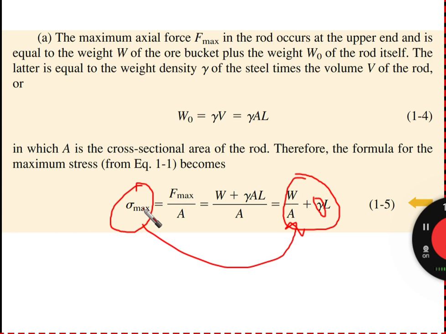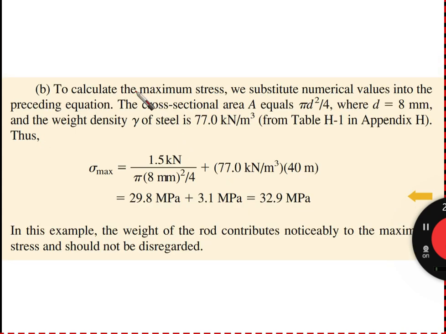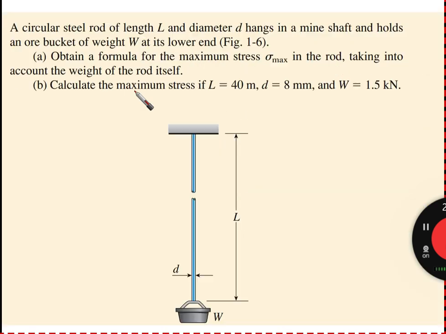Well, the next step is, if I substitute numerical values for these parameters, what am I going to have at the end? This is what we are going to see in the next slide. Remember, let's go back here. It says: B, calculate the maximum stress if L equals 40, D equals 8 millimeter, and the weight of the bucket is 1.5 kilonewton.